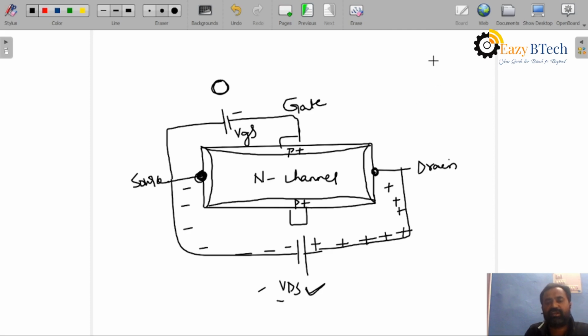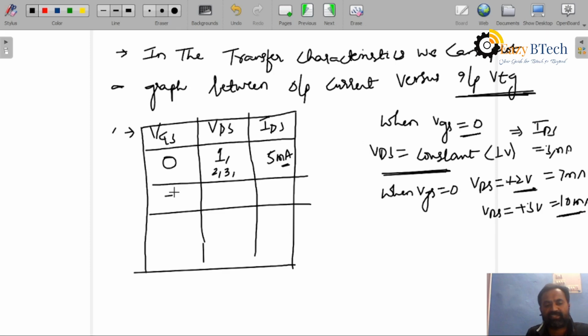Is it clear? When VGS is 0, current is maximum. In the graph you can clearly study. Now keep VDS at 1 volt and change VGS. Suppose VGS is minus 1, keeping VDS constant at 1 volt. Now the current decreases. In place of 5, it becomes like 2 milliamperes. At minus 2, VDS constant at 1 volt, the current will be like 1 milliampere. Now at minus 2.5 VGS, with VDS at 1 volt constant, you will get 0 current.